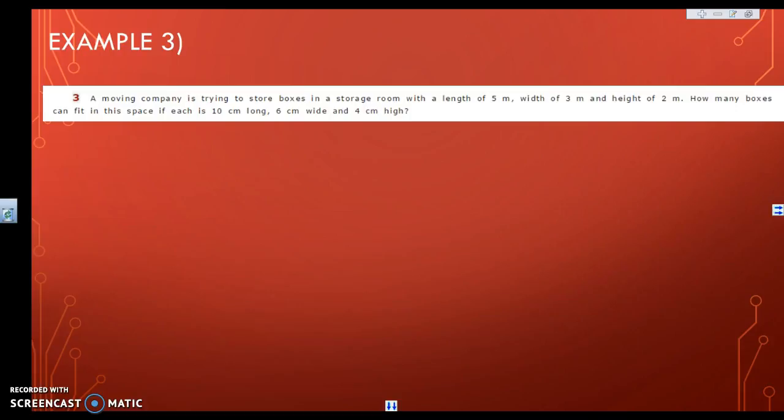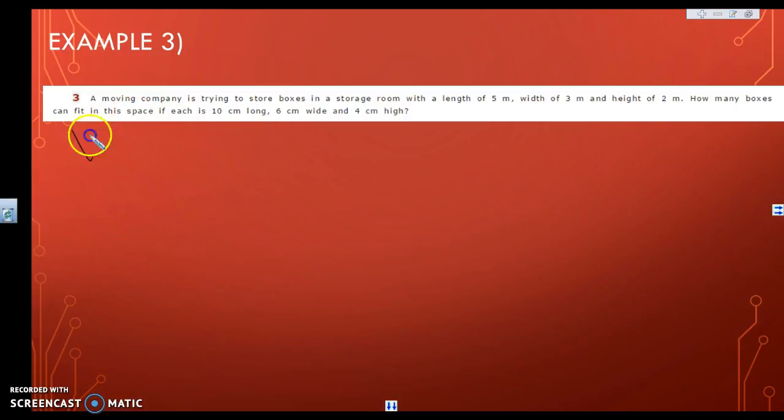Now it's asking how many boxes can fit in this space if each box is 10 centimeters long, 6 centimeters wide, and 4 centimeters high. So in order to do this, we want to find the volume of the room and the volume of a single box. So let's go ahead and find the volume of the room.